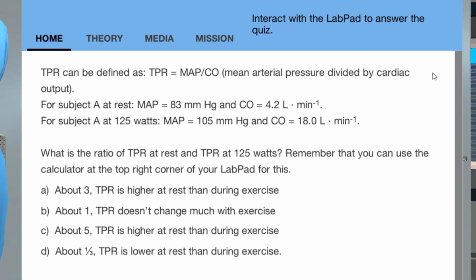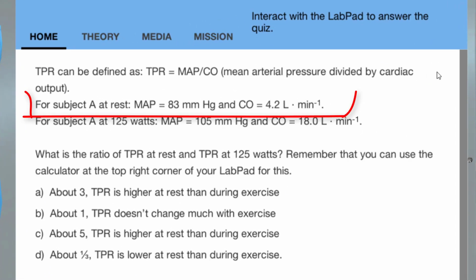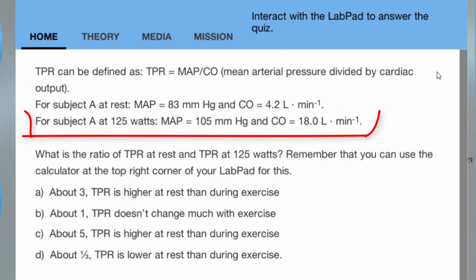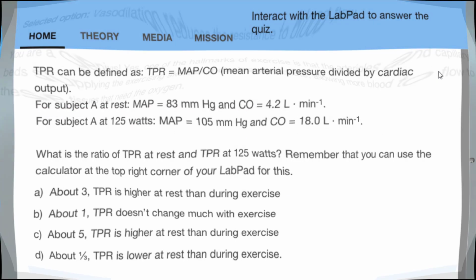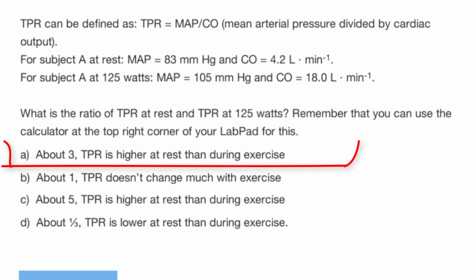For subject at rest, MAP equals 83 mm of mercury and CO equals 4.2 liters per minute. For subject at 125 watts, MAP equals 105 mm of mercury and CO equals 18.0 liters per minute. What is the ratio of TPR at rest and TPR at 125 watts?